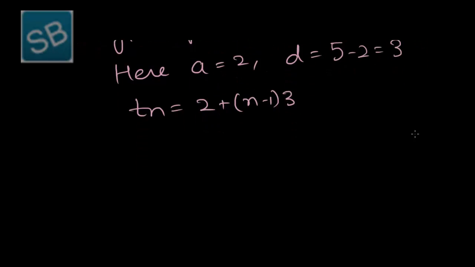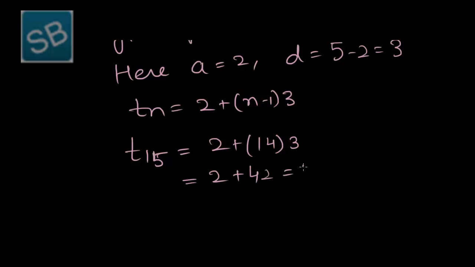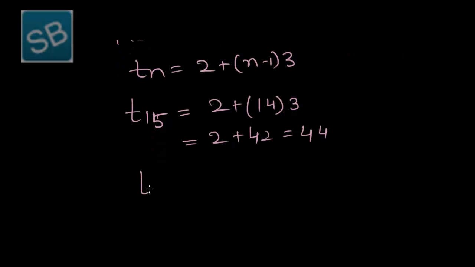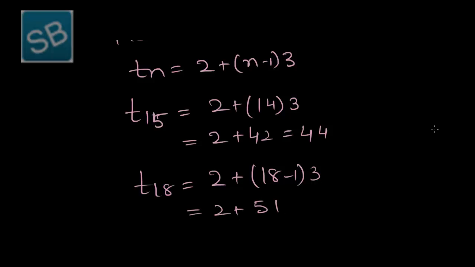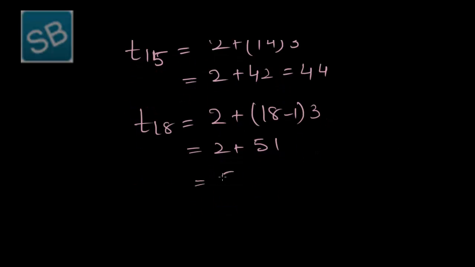Now we have to find the 15th term, that is T15. That is 2 plus (15 minus 1), which is 14. 14 into 3 is 42. So 2 plus 42 is equal to 44. Therefore T15 is 44. Now T18. That is 2 plus (18 minus 1) into 3. That is 2 plus 17 into 3, which is 51. So T18 is 53. So these were the two terms that we get.